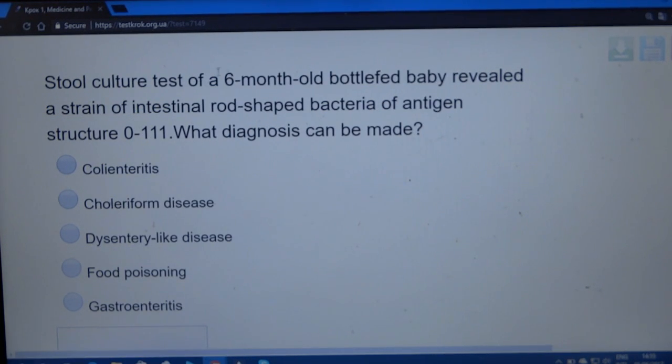Stool culture test of a 6-month-old bottle-fed baby revealed a strain of intestinal rod-shaped bacteria of antigen structure O111. What diagnosis can be made? Of course, your answer is colienteritis. That is the structure. I don't know how to explain to you, but that is the antigenic structure of colienteritis. So you have to take note of it. O111.